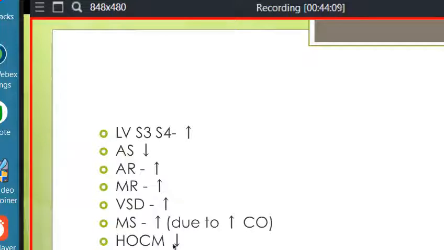Mind you, the HOCM murmur and the mitral valve prolapse murmur depend upon the LV volume. So if you have increased LV volume, the murmur of HOCM will decrease, and the MVP murmur will be delayed with the late appearance of the systolic click.